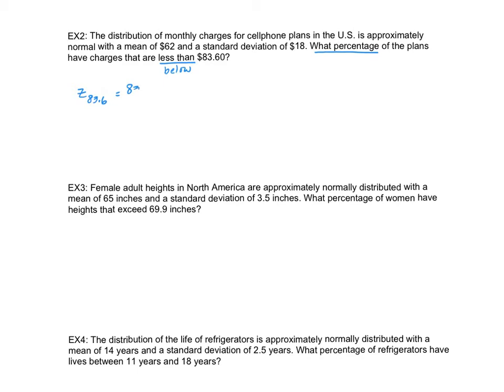So we have to first find the z-score. So it's data item 83.6 minus the mean of 62 divided by our standard deviation of 18. In my calculator, I get that this is 1.2. When I go to the table, 1.2 corresponds to a percentile of 88.49. Since this is the percentage below, and I'm looking for less than or below, I'm done. I just have to tack on a percent sign.